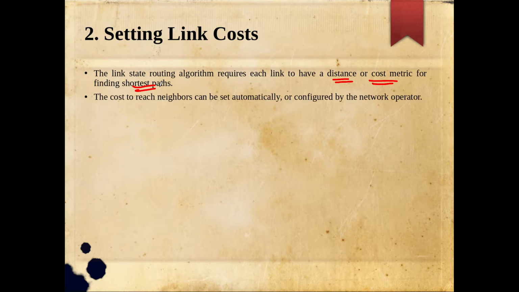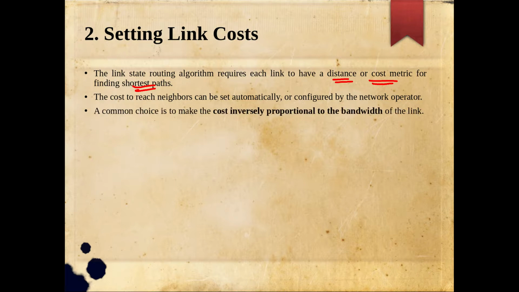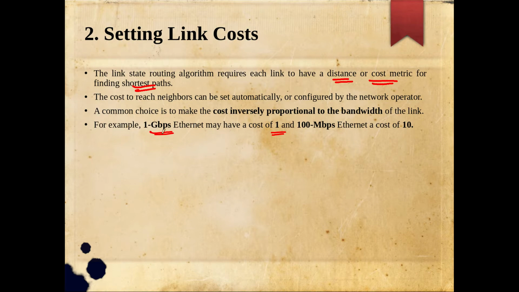The cost to reach neighbors can be set automatically or configured by the network operator. A common choice is to make the cost inversely proportional to the bandwidth of the link, for example. Suppose 1 gigabit per second Ethernet is represented to have a cost of 1, so 1 by 1 giga. Then what about 100 megabits per second Ethernet? 1 by 100 mega.